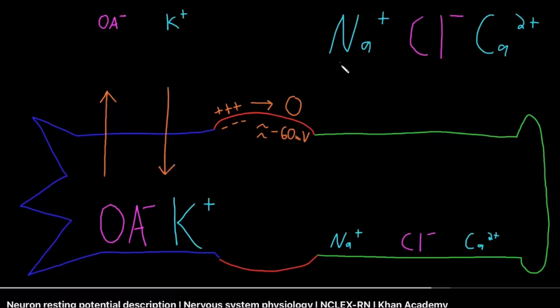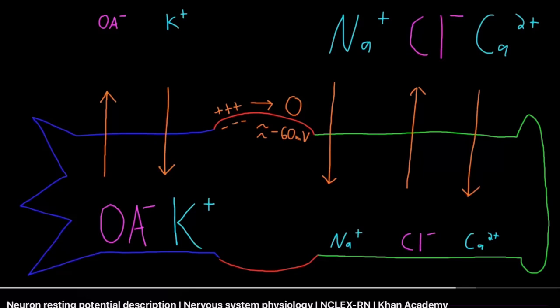Sodium is the same as potassium. It's positively charged, so it will be attracted to the more negative inside of the neuron. Chloride is an anion, like the organic anions, so its electrical force will try to drive it out of the neuron. Calcium is a cation, like potassium and sodium, so its electrical force will also try to drive it into the neuron.